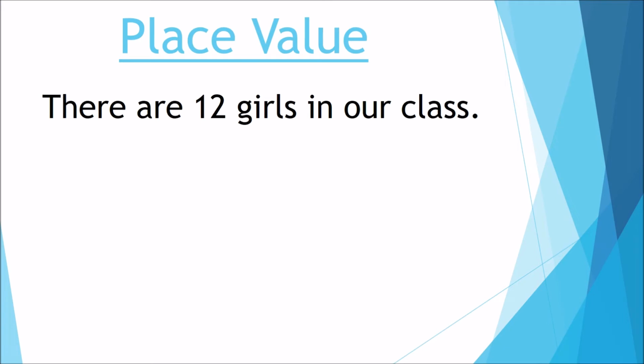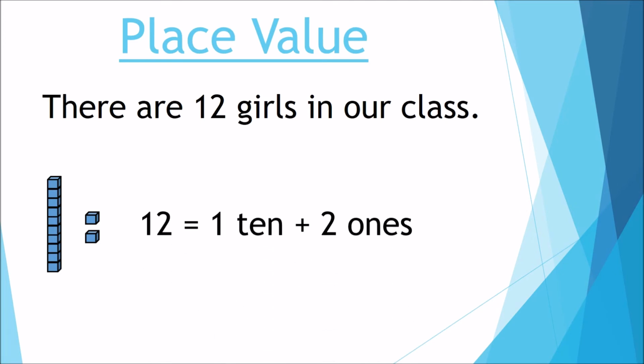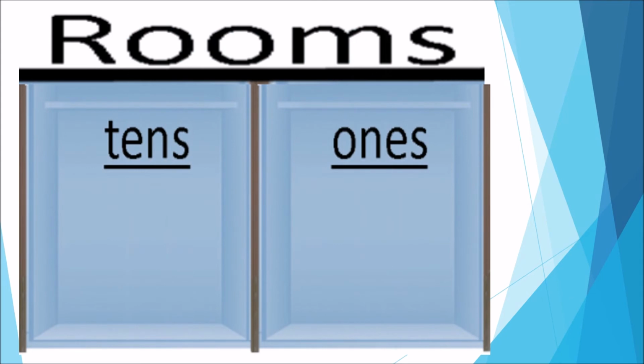So let's look at it all together now. There are 12 girls in our class. So the place value blocks would be one group of 10 and 2 ones. 12 is equal to 1 ten plus 2 ones. Let's continue. Remember, we're still putting the blocks in the rooms.